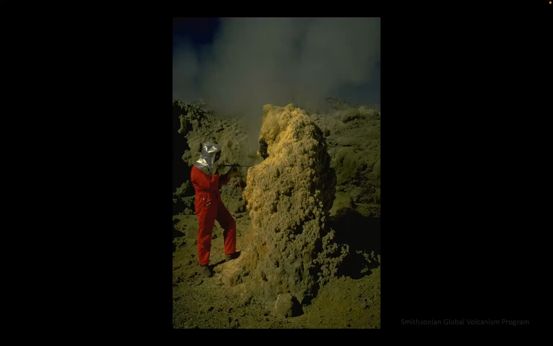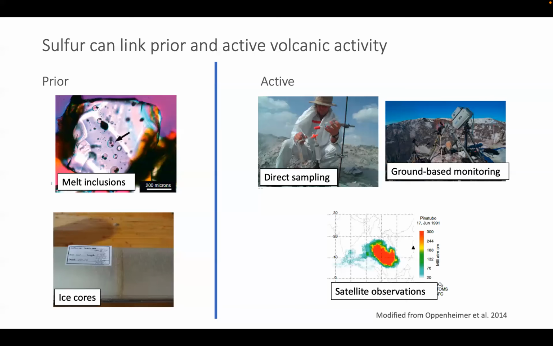So this is a picture from the 1970s of Maurice Krafft, a really famous volcanologist, next to this really impressive pile of native sulfur at a fumarole. We've known for a long time that sulfur is intimately linked to volcanic activity. But I think in the context of SZ4D and the goals of this project, I'm super excited about studying sulfur in particular, because I see it as one of the best ways to link what we know about prior eruptions and what we can detect during active volcanic phenomena.